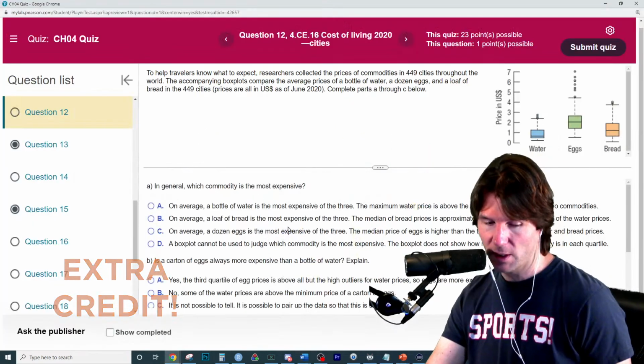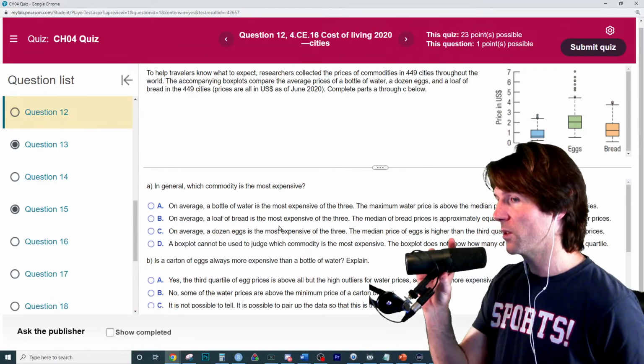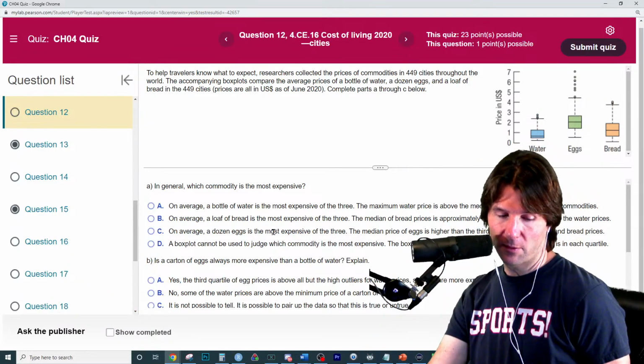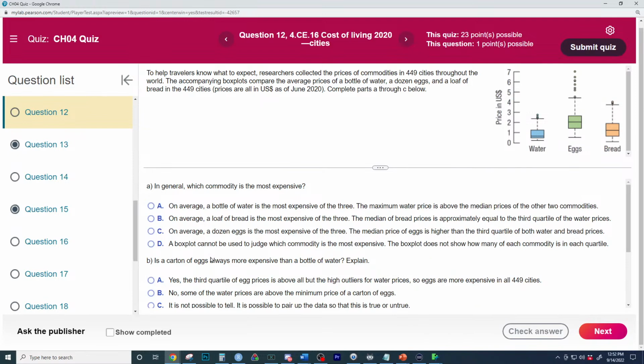Keep answering those questions. You're just practicing that when we say in general. So on average, they're saying on average. On average, a box plot cannot be used to justify which commodity is the most expensive. Always to say most. On average, a bottle of water is the most expensive of the three. Eggs. On average, a dozen eggs is the most expensive.